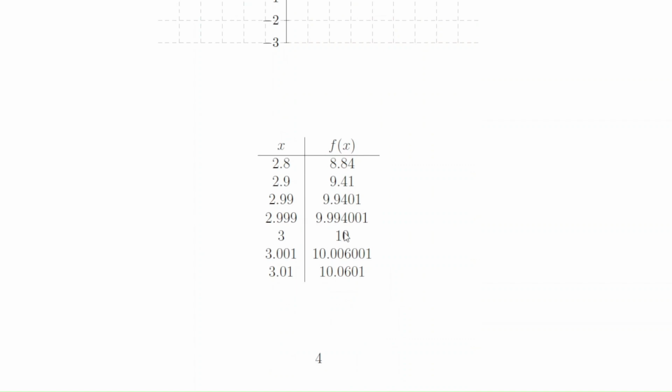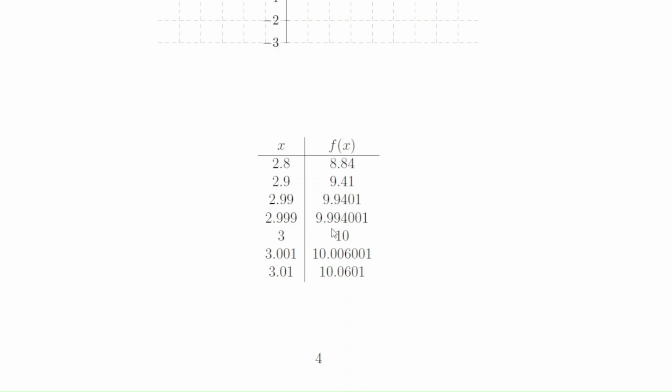Well, I made a little table of values here, and we plug in values that are close to 3, like 3.001. Turns out we get 10.006001. Or if we plug in 2.999, we get 9.994001. So notice that when we plug in values that are close to 3 but not equal to 3, we get values of f of x that are close to 10. Now, it turns out that f of 3 is also 10. Okay, but that actually has no bearing on what the limit is.